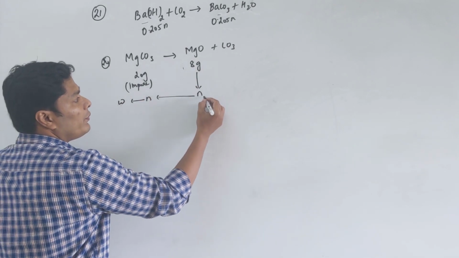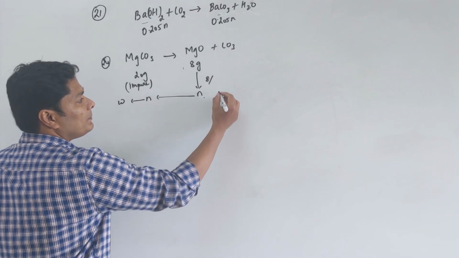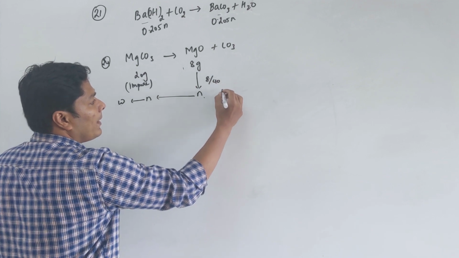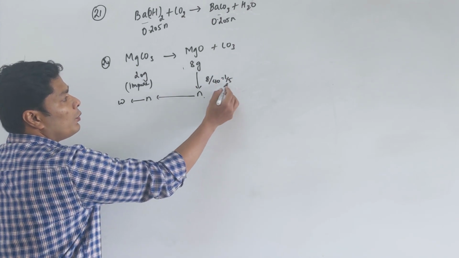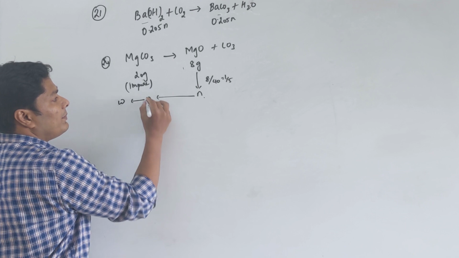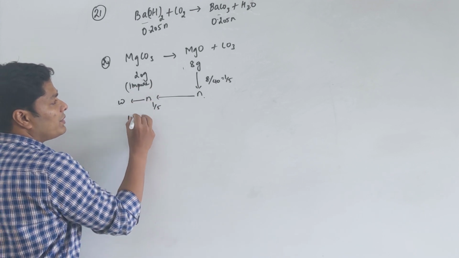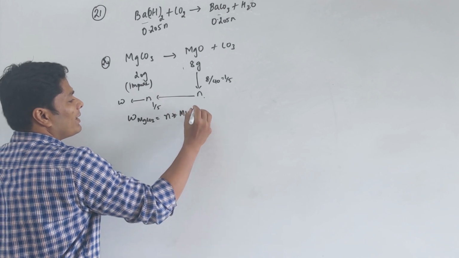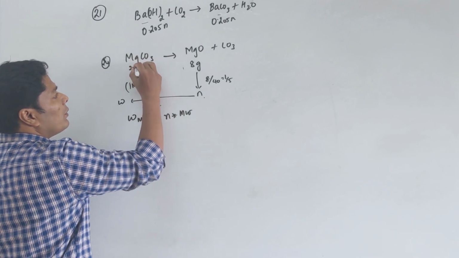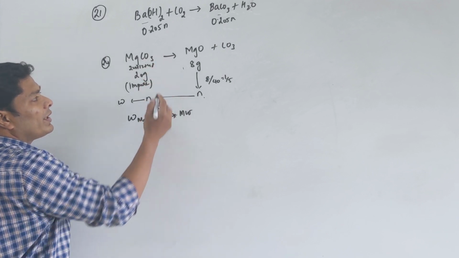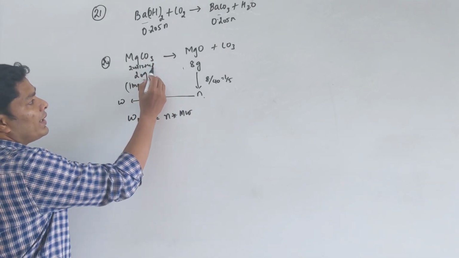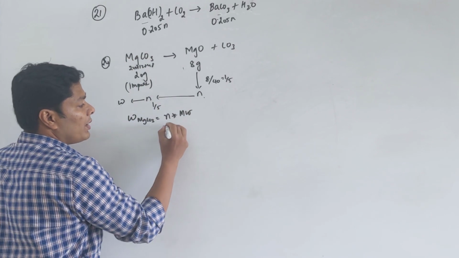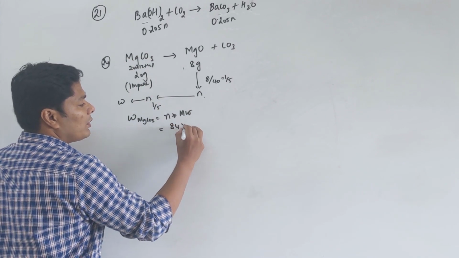Correct? So what do we do for moles? 8 divided by molecular mass, 24 plus 16 is 40. 1 by 5. So that's the moles of MgO. That is the moles of MgCO3. Now what is the weight of MgCO3? Moles times molecular mass. So that is going to be 24 plus 12 plus 48. O3 is 48, you have to remember, like ozone. 48, 58, 59, 60, 70, 80, 84. So I have 84 times 1 by 5.